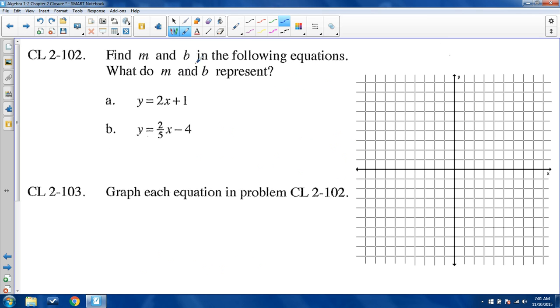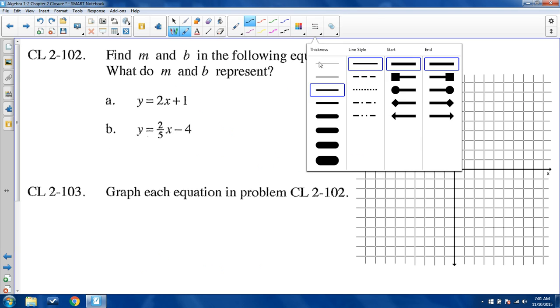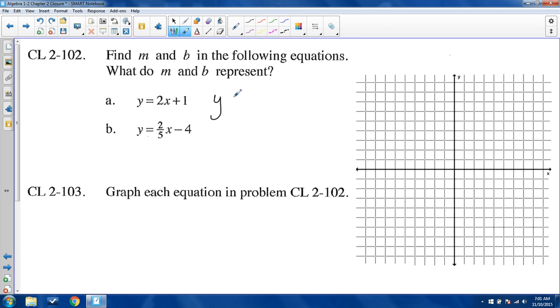Okay, number 102. Find m and b in the following equations. What do m and b represent? Okay, so we just looked at y equals mx plus b. You say that enough, you'll remember it. It's not even a matter of memorization. It'll be conditioned and lodged in your brain to know.